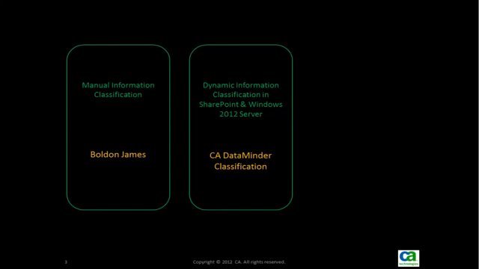In this demo, we will be showcasing 3 different technologies that can help your organization secure data in its collaboration environments. The first is an information labeling solution from Bolden James. This solution, once deployed, integrates into Microsoft Office and provisions users with the number of information labels they can use to classify information. The next 2 solutions are provided by CA Technologies. The first is CA DataMinder Classification, which provides automated data classification services for Microsoft File Classification Infrastructure and label translation services for Bolden James manual classification labels.